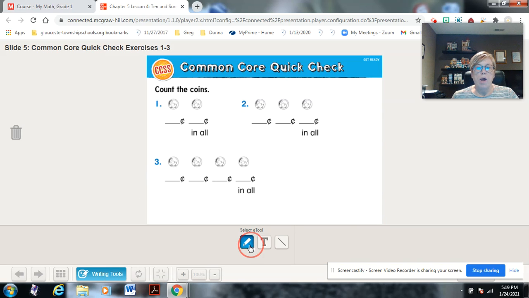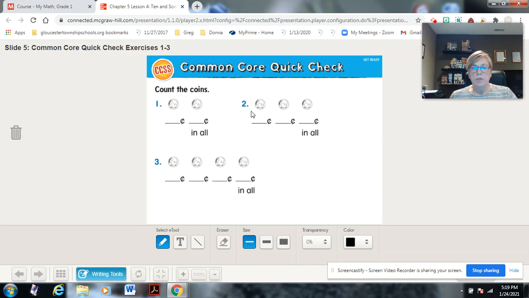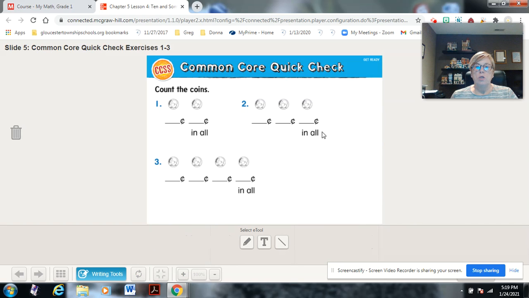Okay, so I will do the first one, and then you'll continue on your whiteboard and do numbers 2 and 3. So how much is one coin worth? 10 cents, that's right. And then comes what next? 20 cents in all. Notice it says in all because that's what that group is. Okay, so pause the video, do numbers 2 and 3, write it out, and then come back and check your answer.